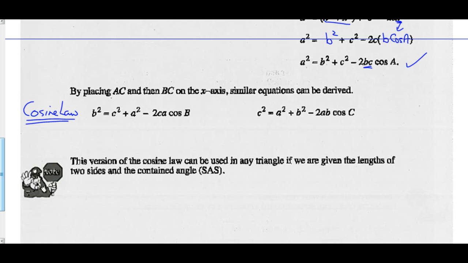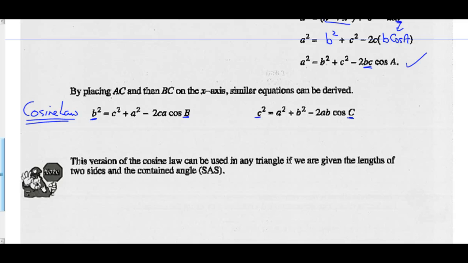equations. They're just rewritten. The important thing to look at these and recognize is little side b and cosine of angle B. Look where they're located. Little side c and cosine of angle C. Look where they're located. That's an important thing to remember.